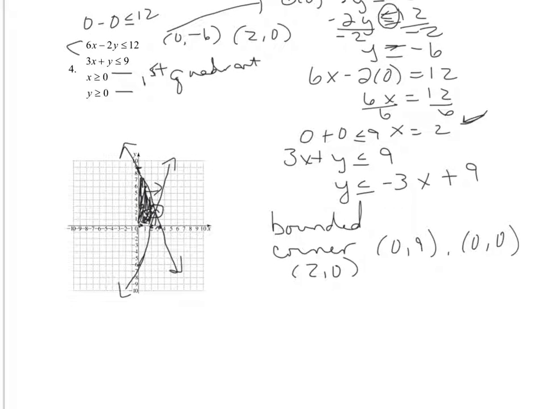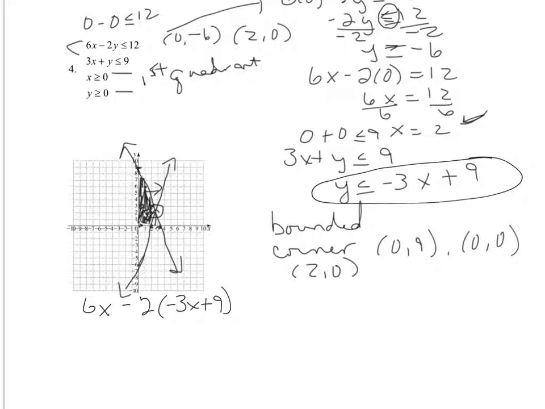So if we were to take this right here and substitute it in for y in that top equation, we would have 6x minus 2 times, I'm going to put in negative 3x plus 9 for y, okay? And that would be less than or equal to 12. Now remember, we're actually trying to find the equal, so we're just going to put an equal there.